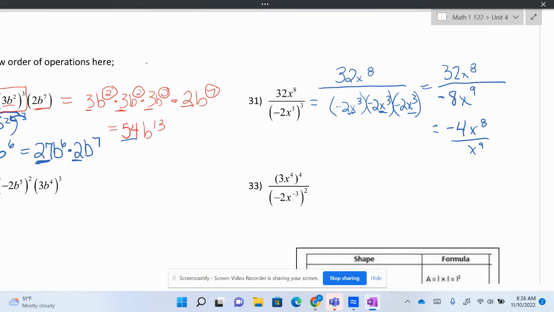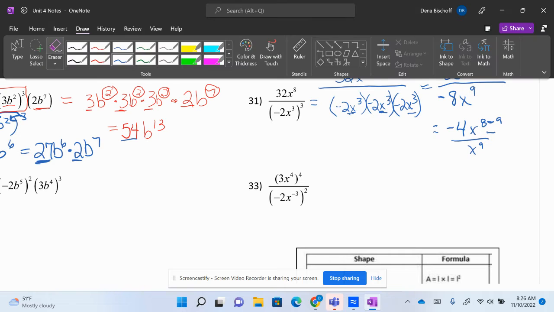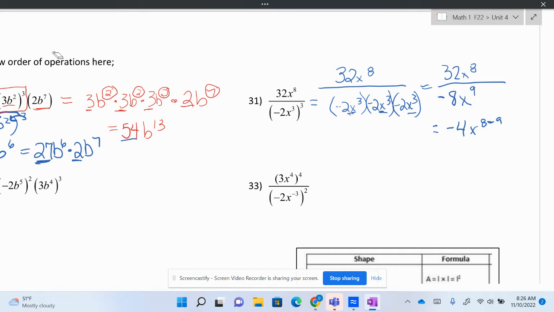So we have to focus on fixing the variable terms. What does the quotient rule say? If the bases are the same and I'm dividing, I subtract. So I'm going to really rewrite this as 8 minus 9, and I'm going to get rid of it out of the denominator. So 8 minus 9 is what? Negative 1. So now I have negative 4x to the negative 1 power. What's being raised to the power of negative 1? Just the x. So it becomes negative 4 over x.